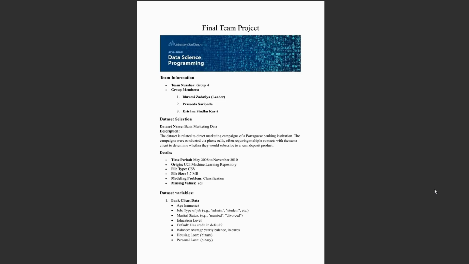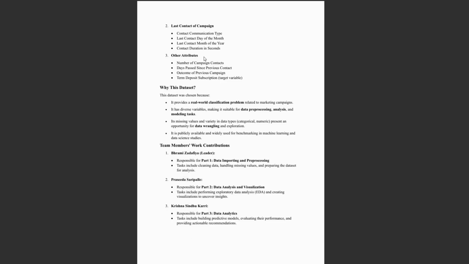Here are some details about the dataset. This dataset was collected between May 2008 and November 2010. The origin of the dataset is the UCI Machine Learning Repository. The file type of this dataset is CSV. The size is 3.7 megabytes. This dataset falls under the category of classification, and yes, this dataset has missing values. These are the dataset variables.